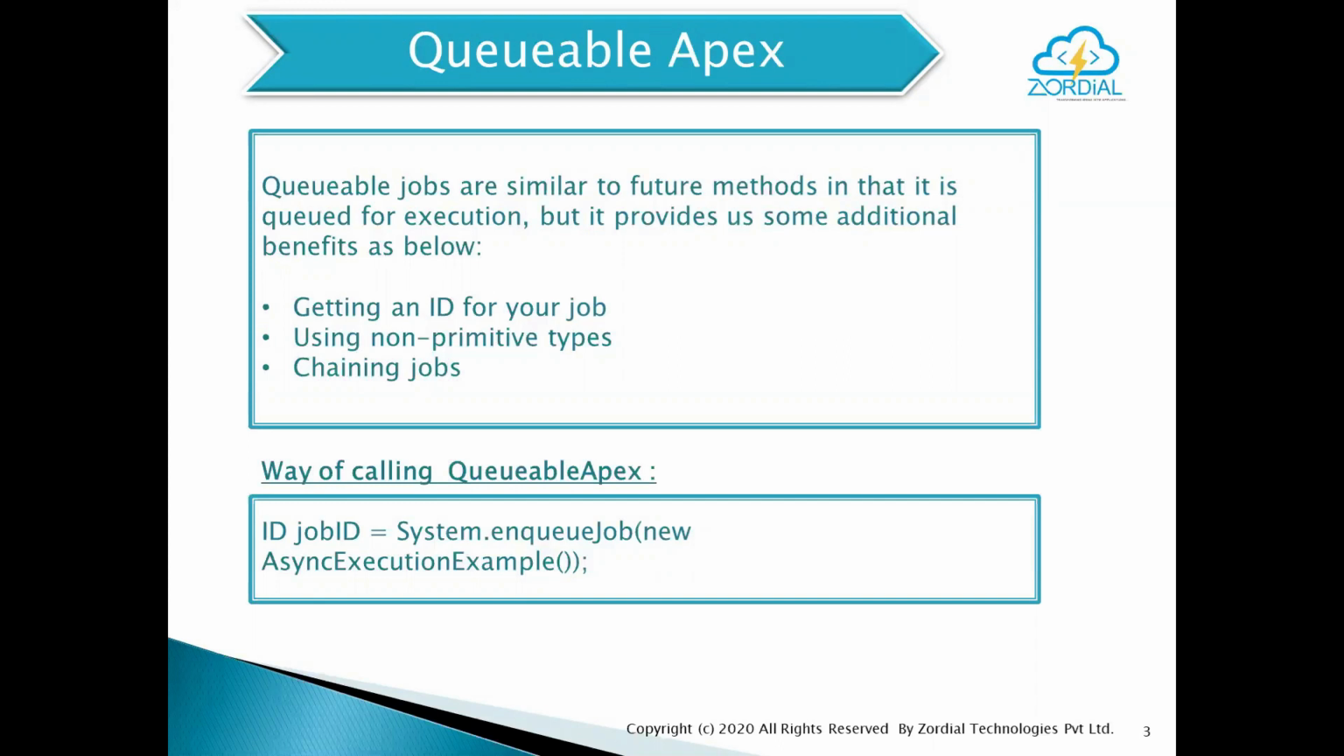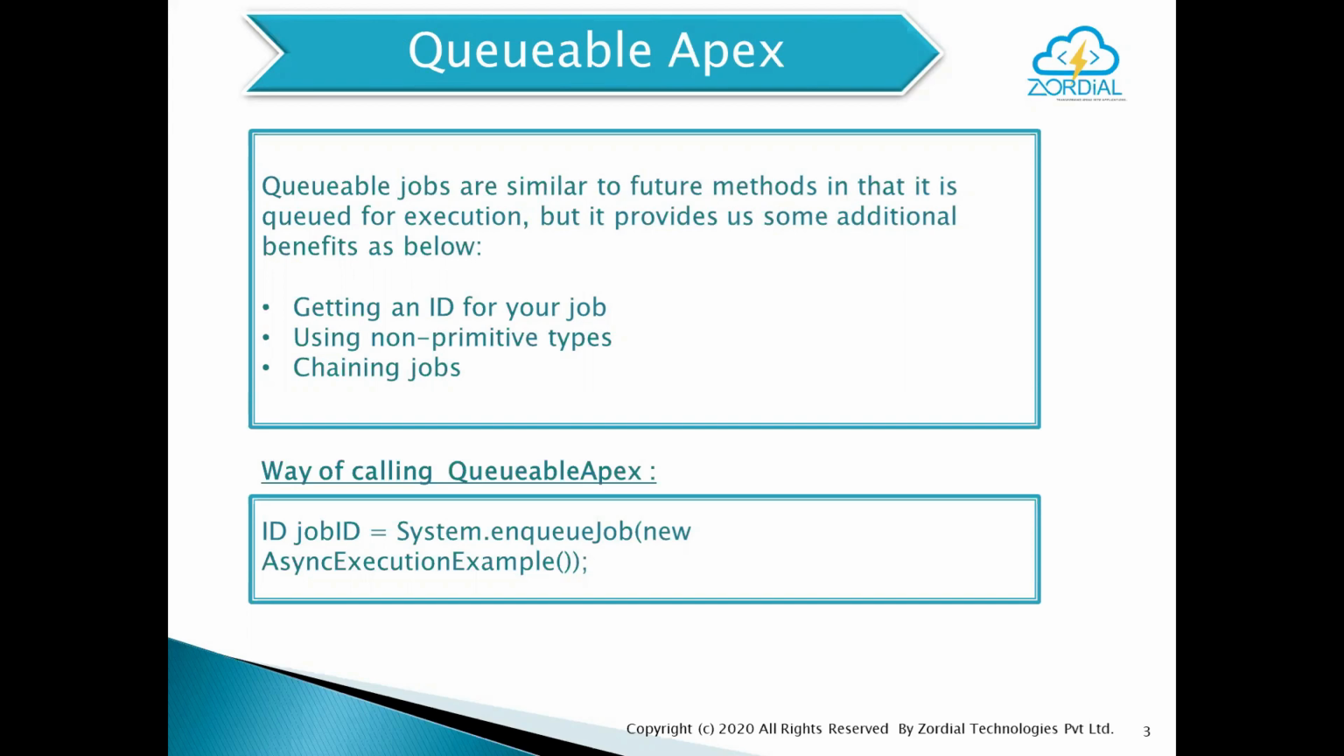and we can make a chain. What is the chain here? It means if we are running a queueable apex method, then one queueable apex can call another queueable apex. That's why we can implement a chain here. Let's say there are two processes, and one process depends on another one. First we let the first process happen, and then at the end of that process we can call the next one. Accordingly we can maintain chaining between these two processes.